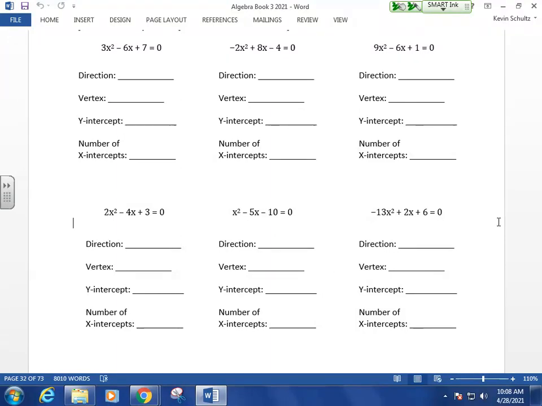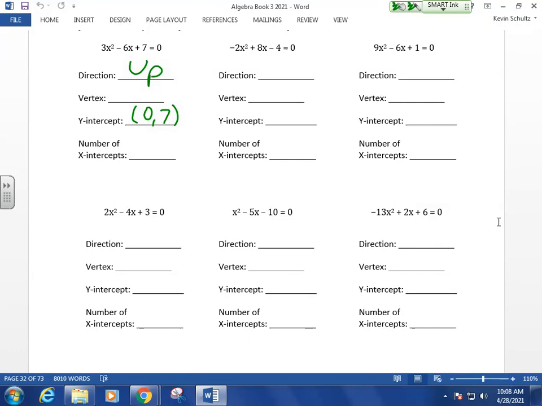Which direction does this parabola open? Joey? Up. And you know that because the a term is positive. What is the y-intercept of this parabola? Thomas. And you know that because the c term is 7.